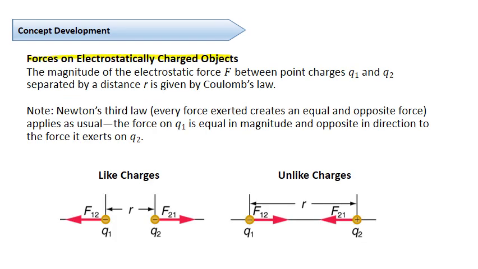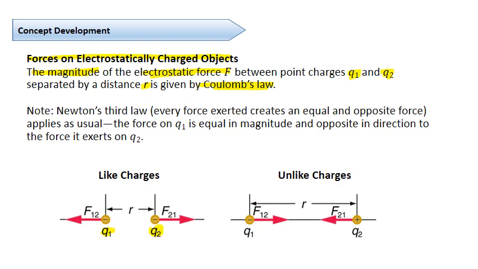Okay, forces on electrostatically charged objects. The magnitude or the size of an electrostatic force F between point charges Q1 and Q2 separated by a distance r is given by Coulomb's law, and we'll define that on the next slide. What you can see here in my diagrams is that I've got a point charge Q1, a point charge Q2 separated by my distance r, and there is a force between those two like charges.